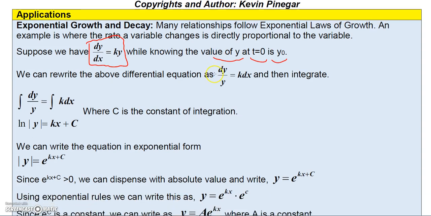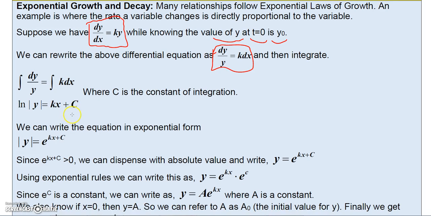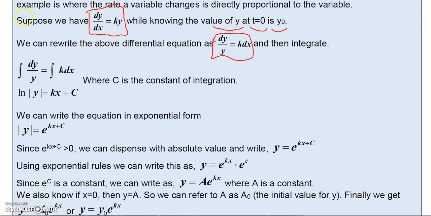So what we could do here is write this, multiply both sides by dx, and then divide both sides by y, and we would get dy over y is equal to k dx. Okay, so then we could integrate both sides. If you integrate the left hand side, you get natural log of the absolute value of y, and we won't worry about the constant since we're going to add it over here. And on the right hand side, when you integrate the constant k dx, you get kx plus c, where c is the constant of integration.